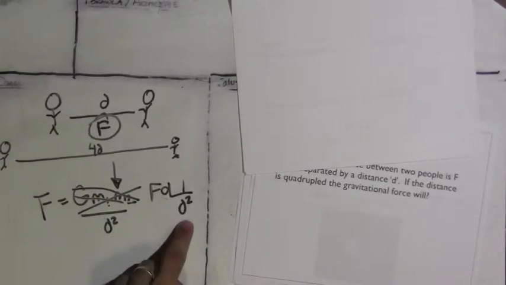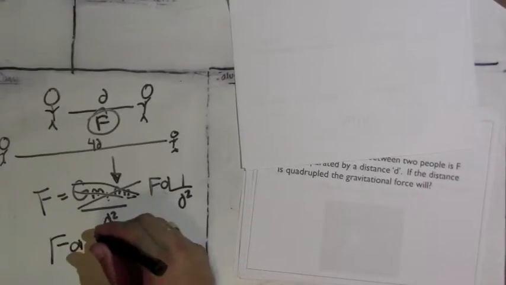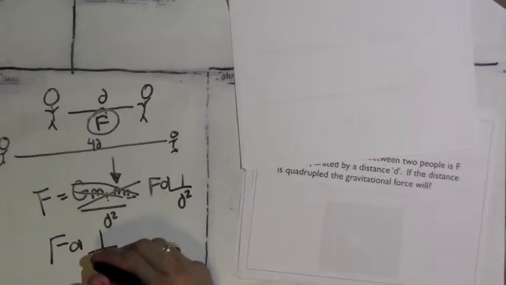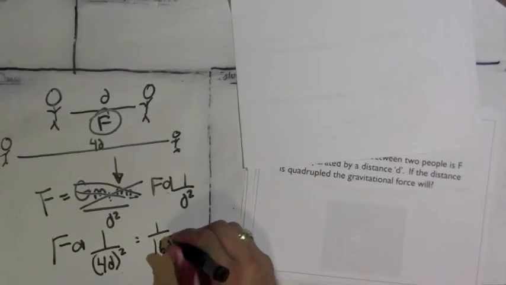So if I have 1 over d squared, like I did here, that gave me a value of F. So what I'm going to do is now, instead of plugging in d here, I'm going to plug in 4d. And when I do that, you get F is proportional to 1 over 4d, and then that whole thing is squared. And that's the key thing here, is this is an inverse square relation. So when you do this, you actually end up getting 1 over 16d squared.